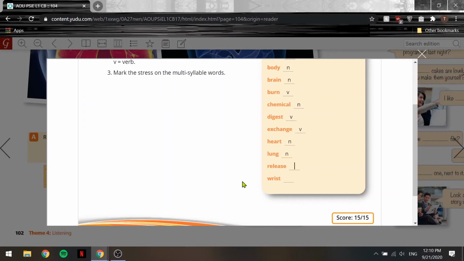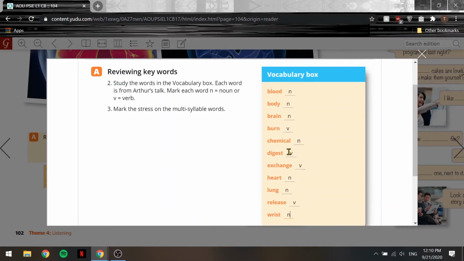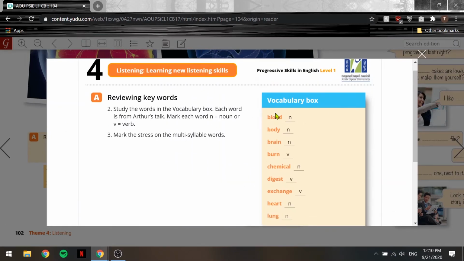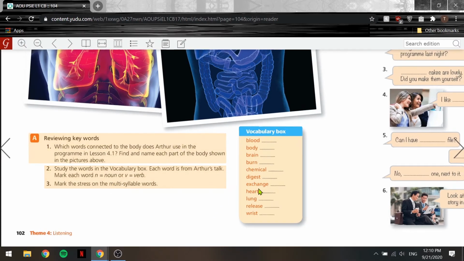Lung, again, noun. Release is going to be a verb, and wrist is going to be a noun. Okay, so that was the vocab box. 1, 2, 3, 4. Okay, let's keep going. What else do we have?